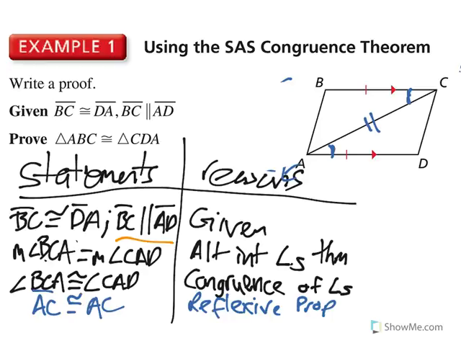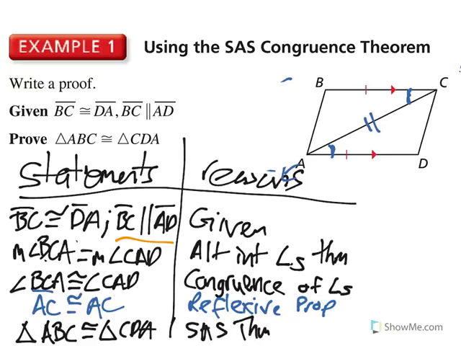So now, because I have a side, angle, side that are the same on both triangles, I can make the statement that these triangles are congruent. So I have triangle ABC is congruent with triangle CDA, and this would be because of the SAS theorem, the side-angle-side congruence theorem.